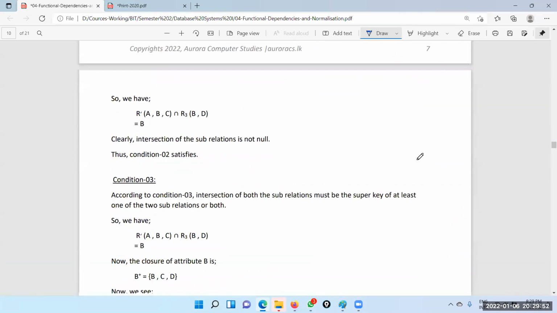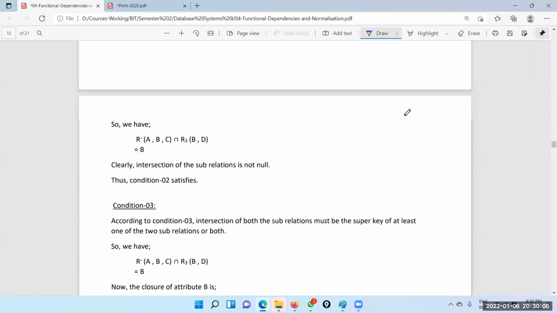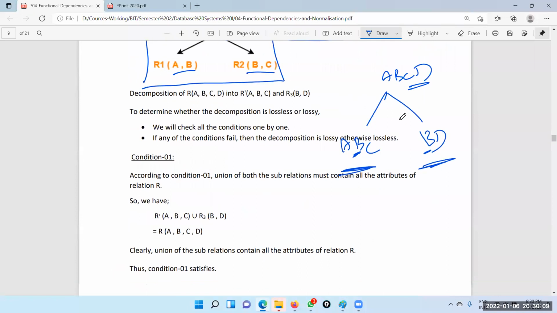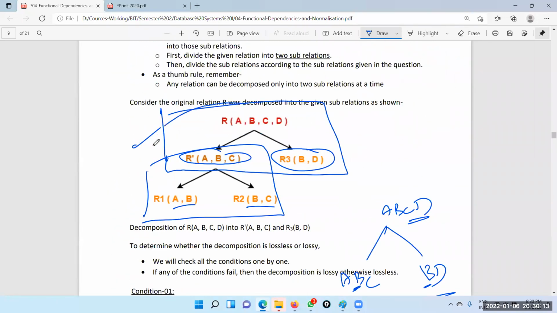So therefore, now we can see that B closure is BCD. Thus, it is not a super key of the subrelation R dash, so R1, but it is a super key of the relation R3. R3 is super key. Then now we know that this is not lossy, it is lossless.